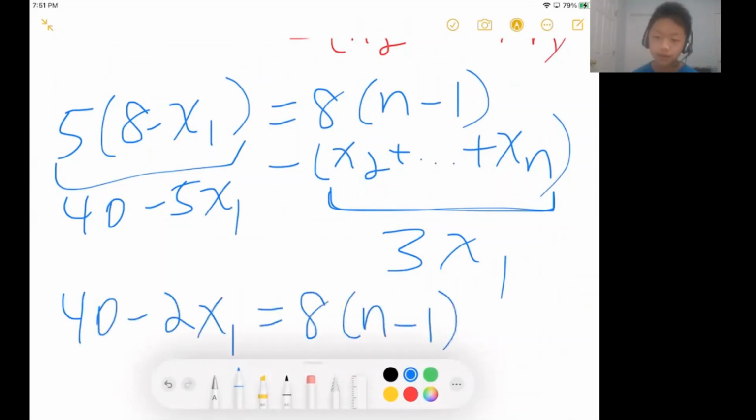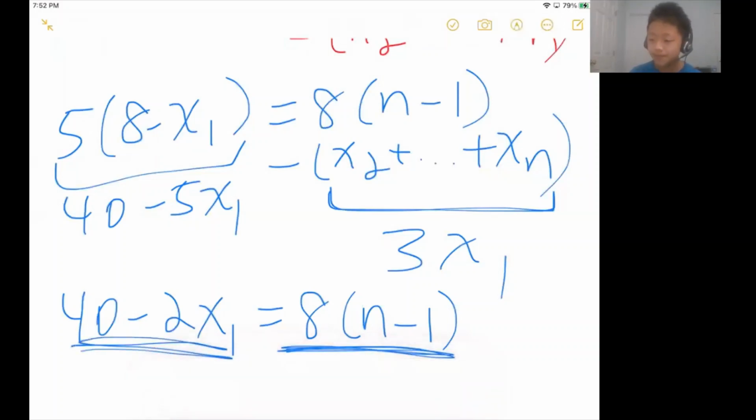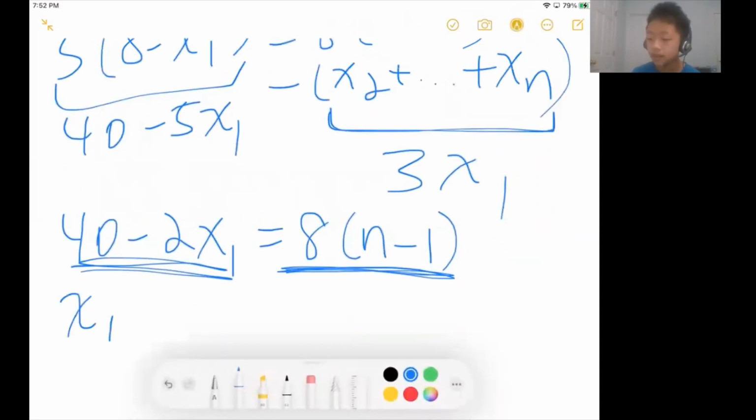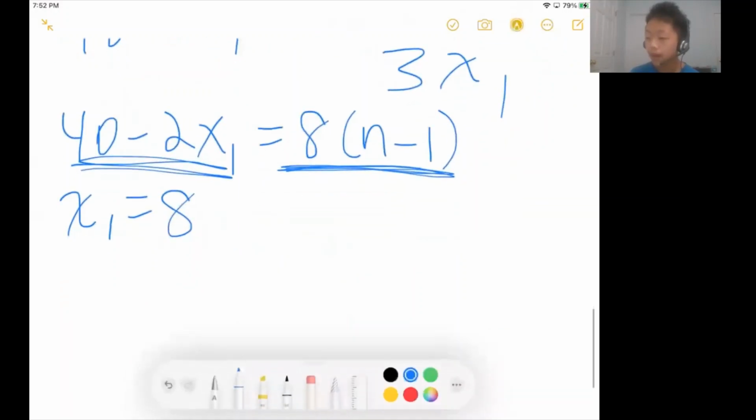n minus 1. And now to finish the problem, notice that the right side is a multiple of 8. So that tells us the left side also must be a multiple of 8. We can easily see that if we let x1 equal 8, we would have 40 minus 2 times 8 on the left side, which is 24.